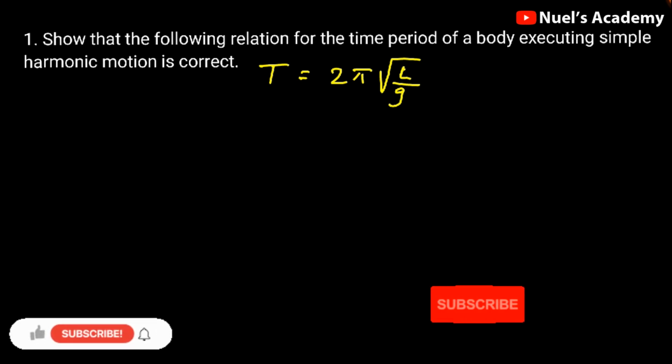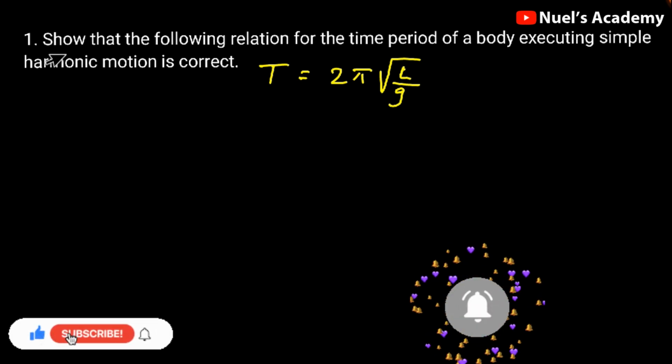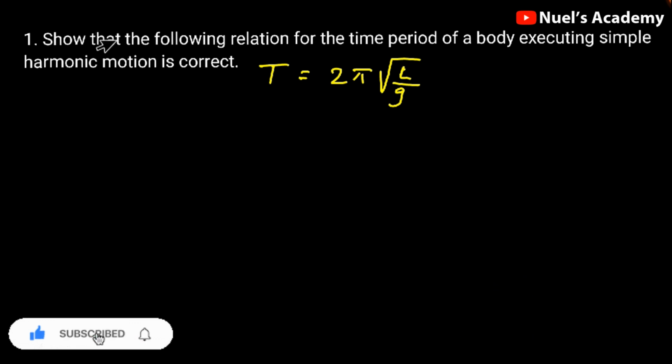In this lesson, we're going to be focusing on calculations on dimensions. So this is question number 1. It says, show that the following relation for the time period of a body executing simple harmonic motion is correct. Now for this relation to be correct, the dimension of the left hand side must equal the dimension of the right hand side. So let's find the dimension of this period T and then find the dimension of root L over G.